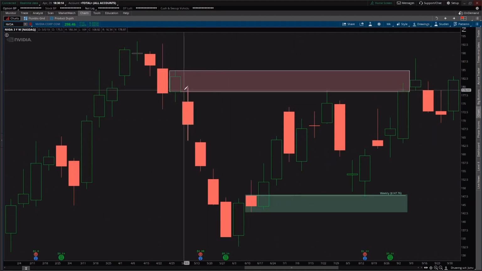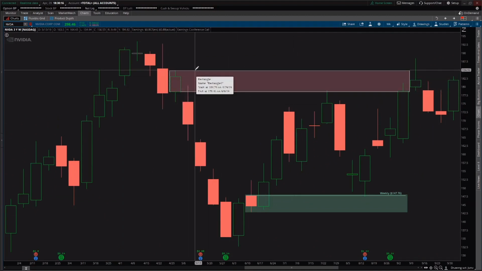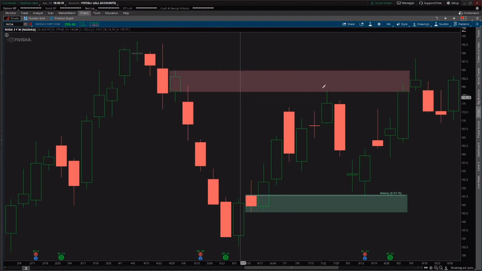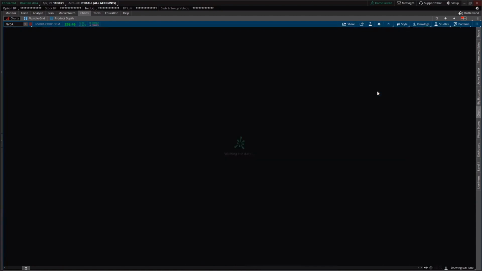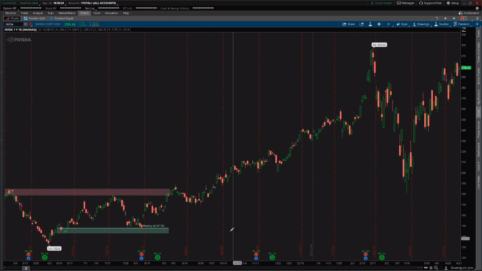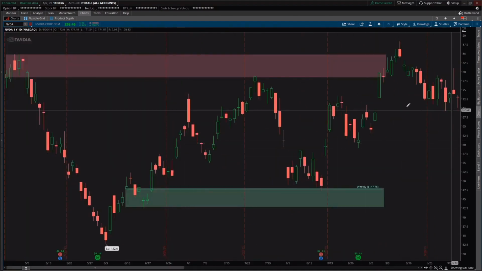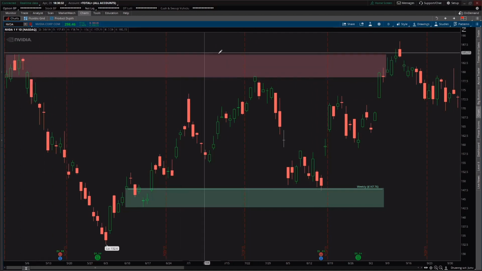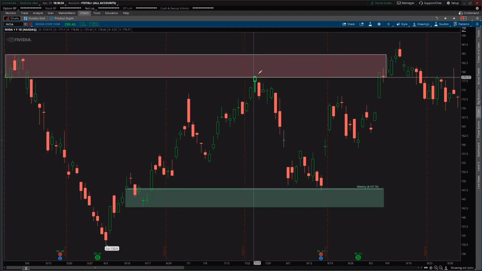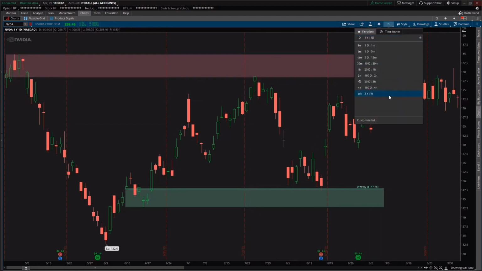Right here, we have supply. This is from 178 all the way up to 185. It's a big zone. So what I do is I go into a smaller time frame, and you will find we have a supply zone here. We came into this weekly supply and formed a nice basing candle, a nice rally, a base, a drop, and that would have been a good trade. That's not the one I was looking to illustrate.